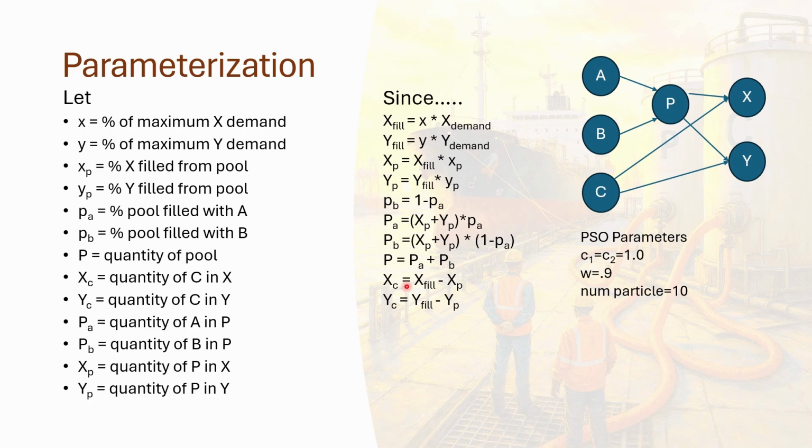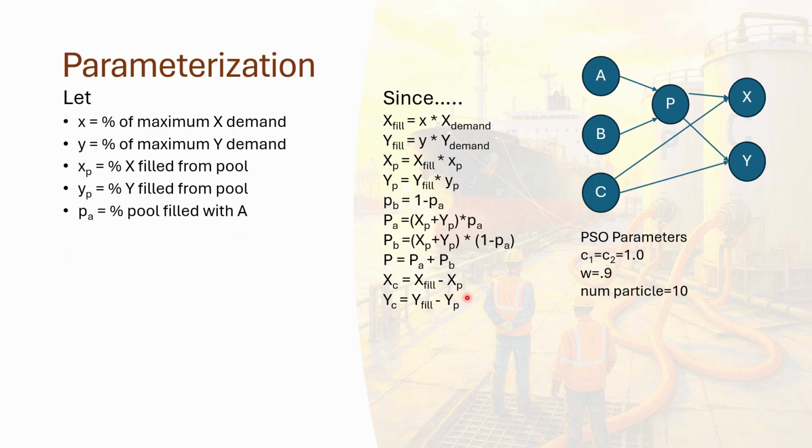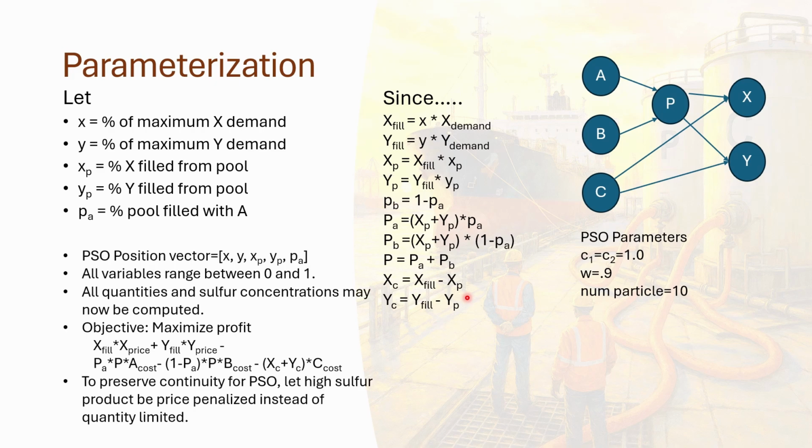And XC, the amount coming from C, is X fill minus the quantity of X coming from the pool. And YC is the same thing. So knowing that, and we work that back into our parameters, this now collapses to these 5 variables that we want the PSO to solve for. So the PSO position vector is going to be this as such. All variables range in the value between 0 and 1. All quantities and sulfur concentrations may now be computed.